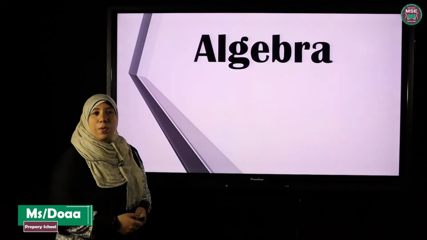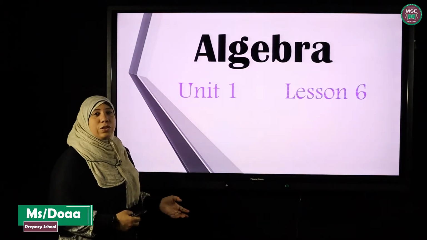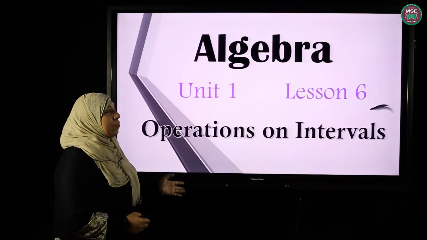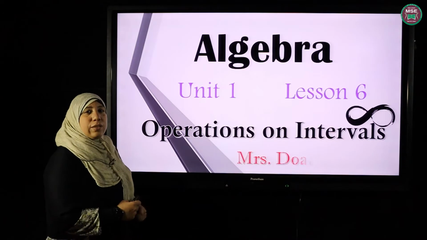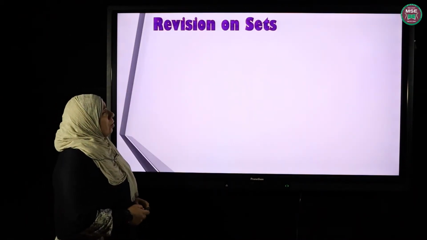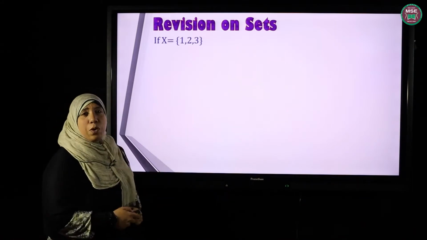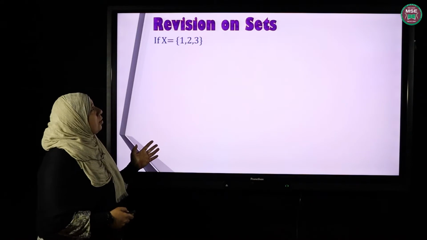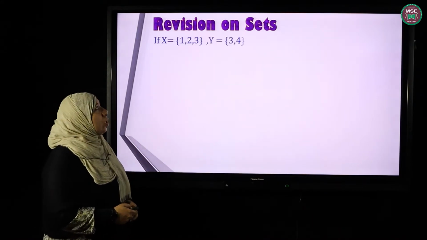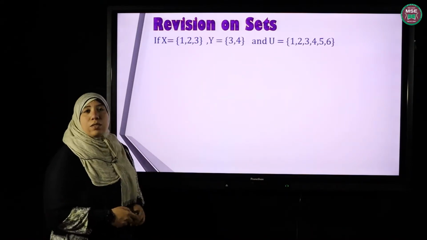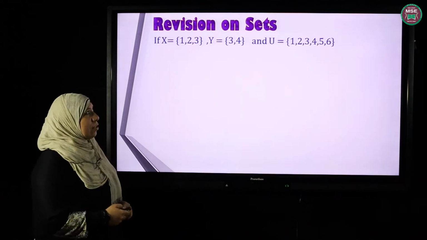Dear second prep, our lesson today is operation on intervals. We have studied the interval before, so we will complete the operation on intervals. You have to remember the set you have studied before in 5th primary. If we have a set of integers, x is {1, 2, 3}, y is {3, 4}, and the universal set is {1, 2, 3, 4, 5, 6}.